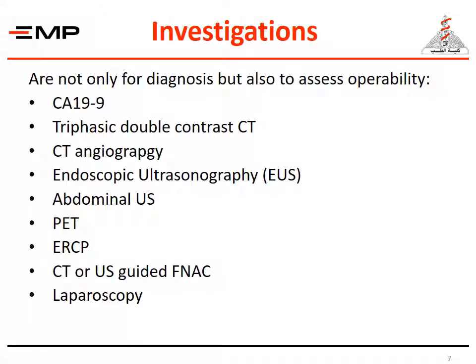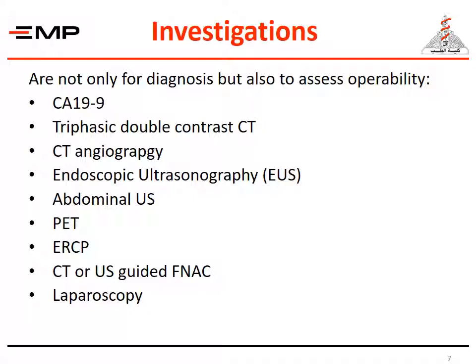CA19-9 is 90% sensitive but 70% specific. Higher levels occur with bigger tumors. Triphasic CT is the main radiology modality. It demonstrates the mass and its vascular pattern, demonstrates local invasion, lymph nodal spread, and liver metastasis. The size of the tumor is measured and invasion of the portal vein assessed. When the invasion of the portal vein is doubtful, CT angiography must be done.